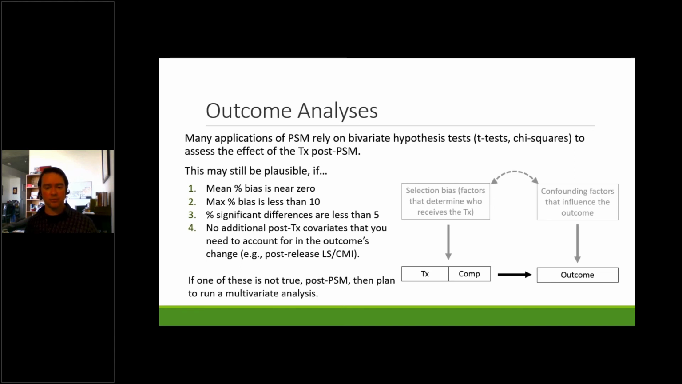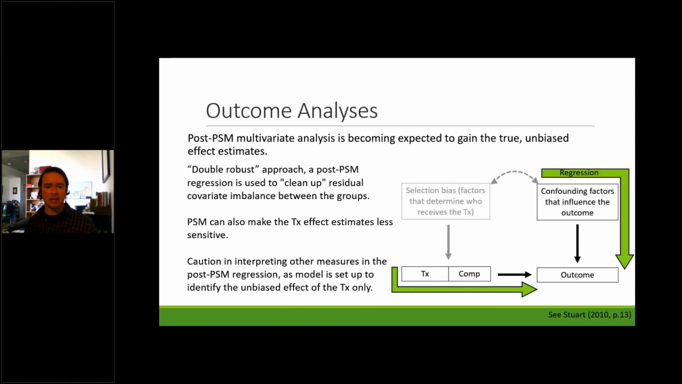If one of these is not true post-PSM, then you need to plan on running a multivariate analysis after you've applied PSM. More often than not, it is generally expected that you run a multivariate analysis on the post-PSM sample to gain the true unbiased effect estimates. Often called a double robust approach, a post-PSM regression is used to clean up small residual covariate imbalance between the groups. PSM can also make the treatment effect estimates less sensitive, which is another draw.